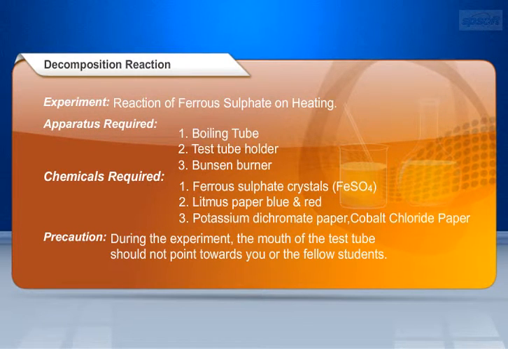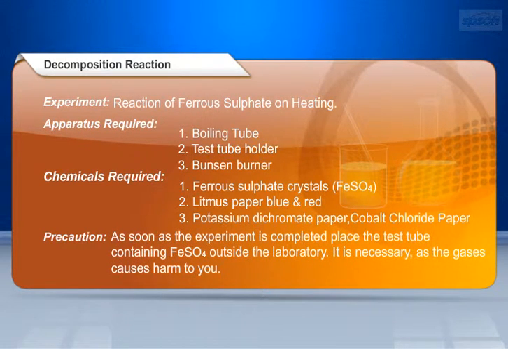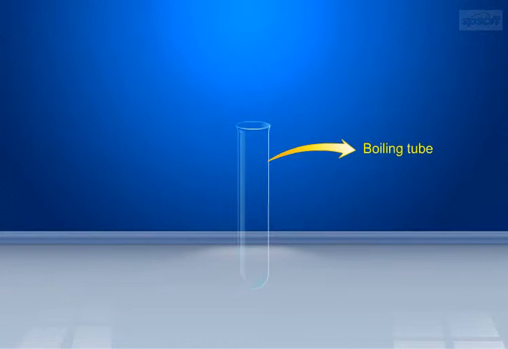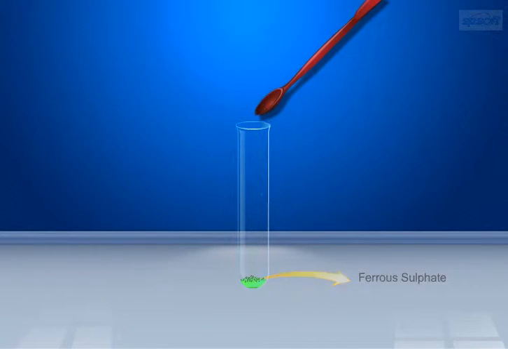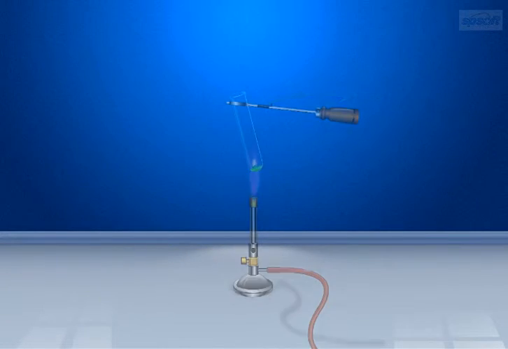During the experiment, the mouth of the test tube should not point towards you or fellow students. As soon as the experiment is completed, place the test tube containing ferrous sulfate outside the laboratory. It is necessary, as the gases can cause harm to you. Let us start the experiment now. Take a clean and dry boiling tube and add about 2 grams of ferrous sulfate crystals. Note the color of the ferrous sulfate crystals, which is light green.